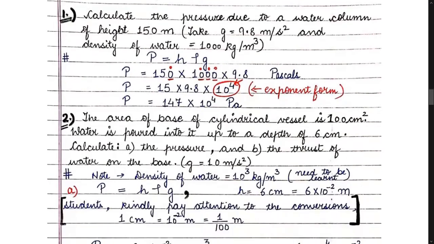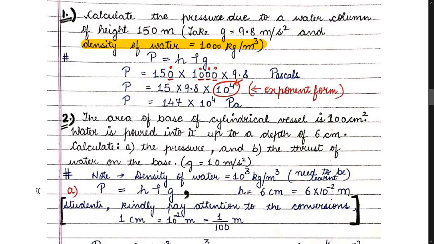Question number 1. Calculate the pressure due to a water column of height 150 meter, and it is given that take G as 9.8 meter per second square and density of water. Children, remember this, density of pure water, we'll take it as 1000 kg per meter cube. You have to remember this value. Density of water is 1000 kg per meter cube.